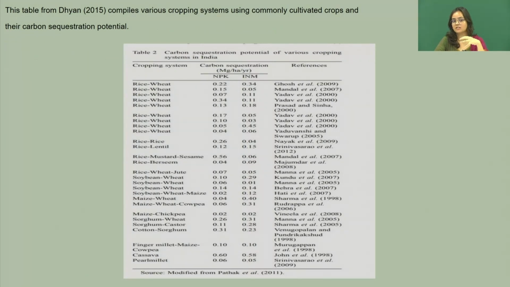This table from Dhyani 2015 describes the various cropping systems that are followed in our country, for example rice-wheat and soybean-wheat, having significant carbon sequestration potential.